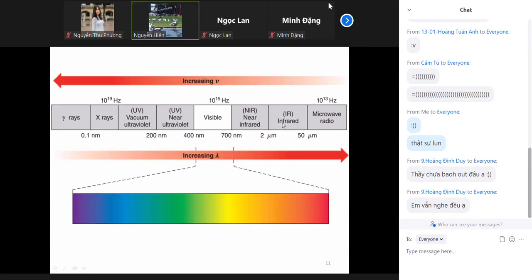And on the very right of this spectrum, you have low energy light, including infrared, microwaves, and radio waves. From left to right, you have increasing lambda, or the wavelength of the light. And from right to left, you have increasing frequency. So these two factors have a reverse relationship.